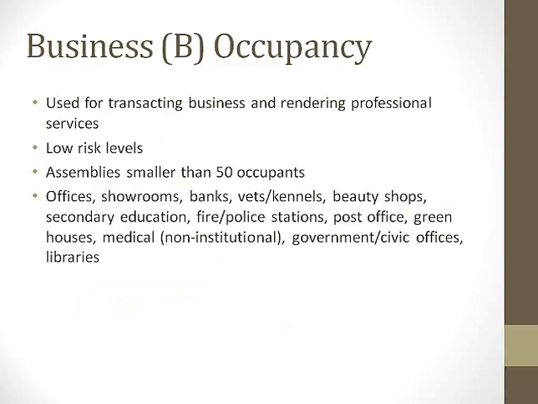Now we'll look at the business occupancy. The space is used for transacting business and rendering professional services. There are low risk levels. They may have assemblies for fewer than 50 occupants. This includes offices, showrooms, banks, vets, kennels, beauty shops, secondary education, like our technical college, fire or police stations, the post office, greenhouses, medical, non-institutional type spaces, government, civic offices, and libraries.